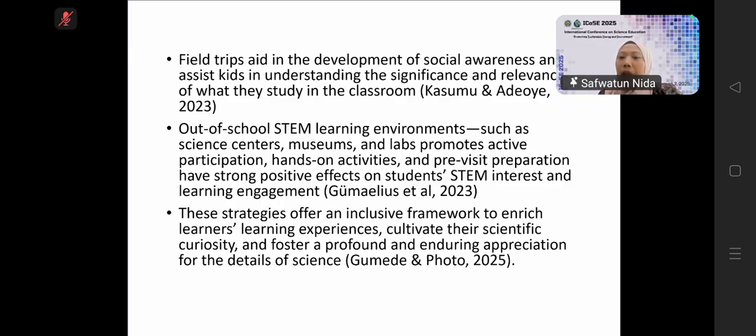And also out of school learning environments such as science center, museum, and labs promote active participation, hands-on activities, and preparation, and have strong positive effects on students' interest and learning engagement. And also, these strategies offer an inclusive framework to enrich learners' learning experiences, cultivate their scientific curiosity, and foster profound and enduring appreciation for the details of science.